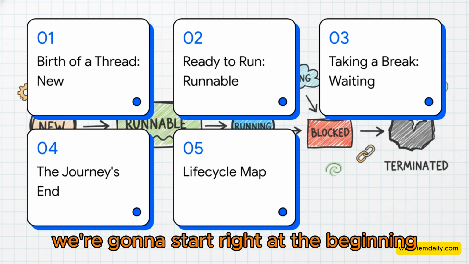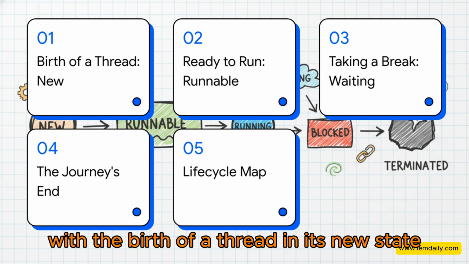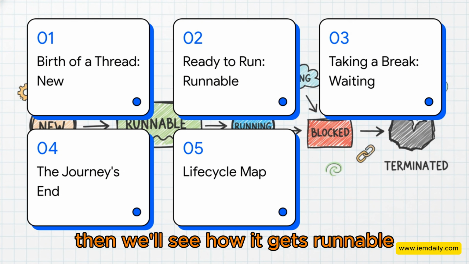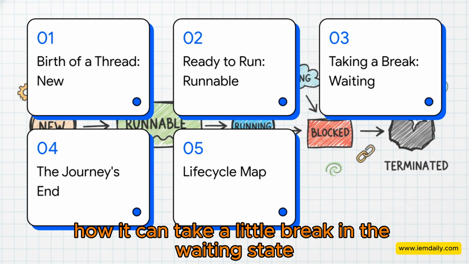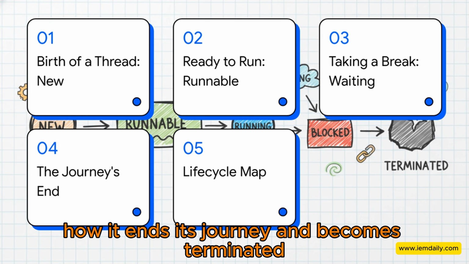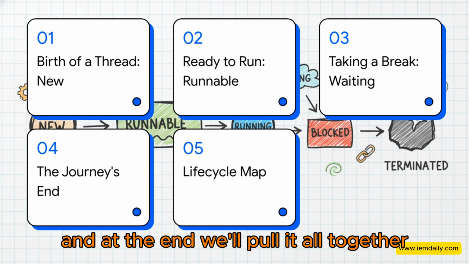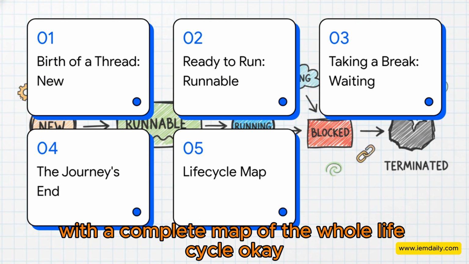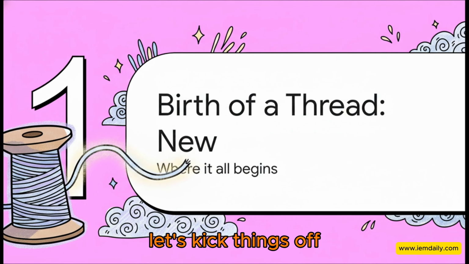All right, so here's our game plan. We're going to start right at the beginning with the birth of a thread in its new state. Then we'll see how it gets runnable, how it can take a little break in the waiting state, and finally how it ends its journey and becomes terminated. And at the end, we'll pull it all together with a complete map of the whole lifecycle. Okay, let's kick things off.